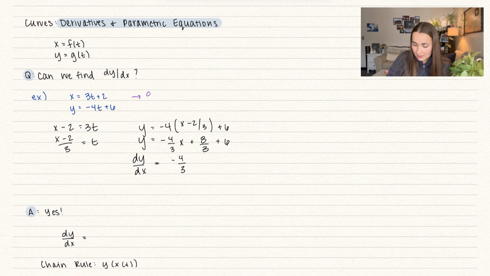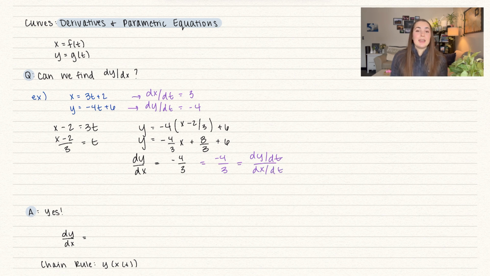Notice here that we can take the derivative in terms of t. So dx/dt is equal to 3, and I can do the same thing with y. dy/dt is equal to negative 4. Notice what we have here. This is equal to negative 4 over 3, which is dy/dt divided by dx/dt. So instead of eliminating the parameter, all you have to do is take the derivative of y in terms of t and the derivative of x in terms of t, and you just divide, right?